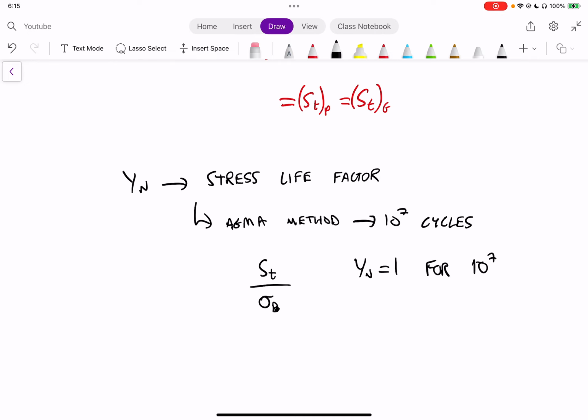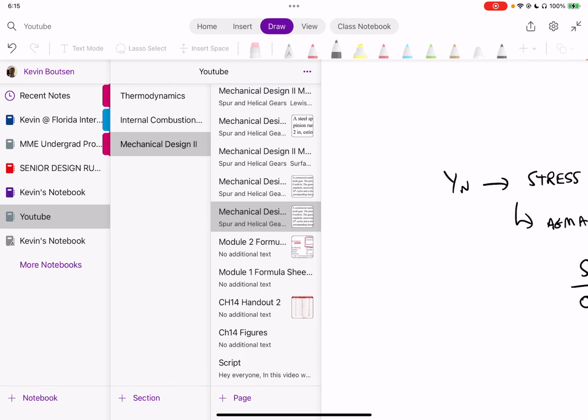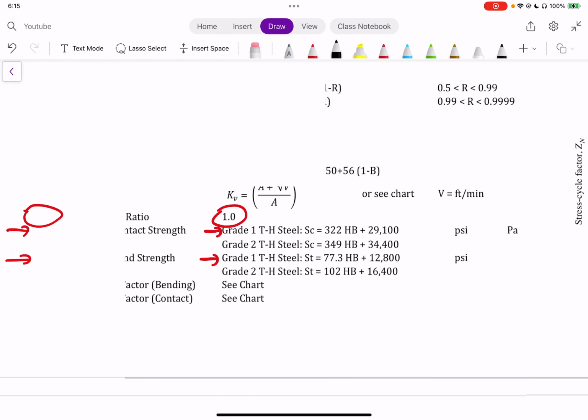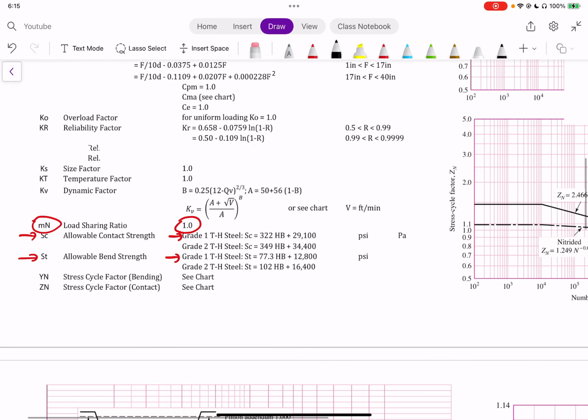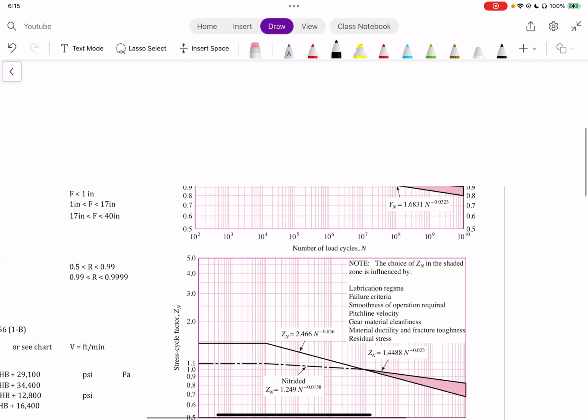So you have a little bit less strength than you would for 10 to the 7 cycles. So we need to correct for the fact that if we increase the cycles from 10 to the 7 to higher, we would have a YN that is a little bit lower to lower the strength a little bit. And we have a chart that we can use to figure out our information. So we're going to use a chart in our handout, and we have a ZN chart and a YN chart.